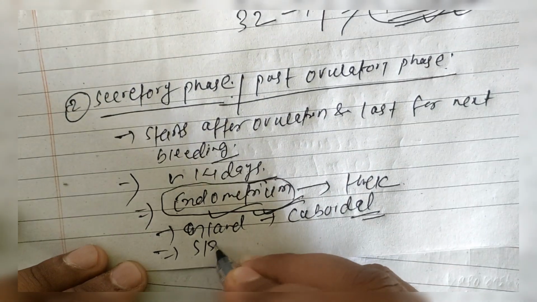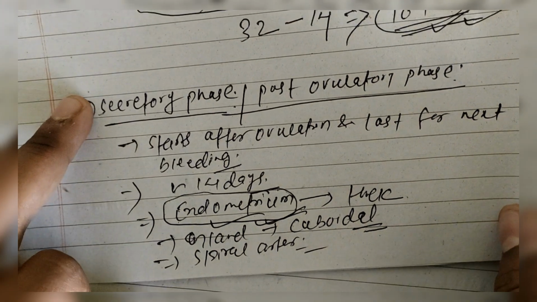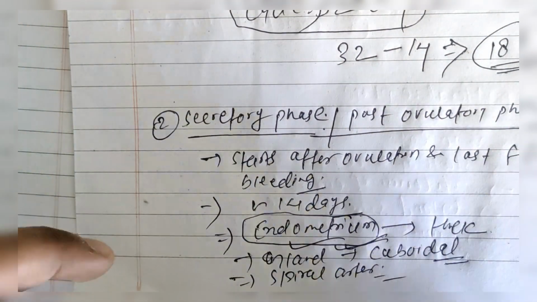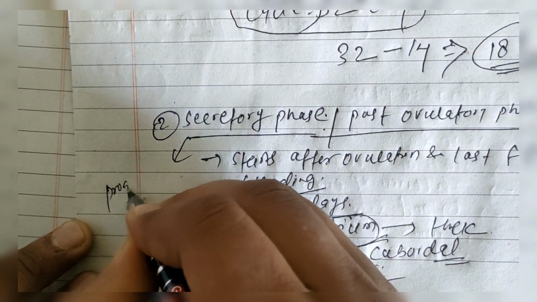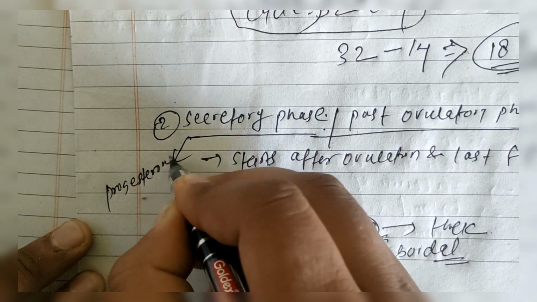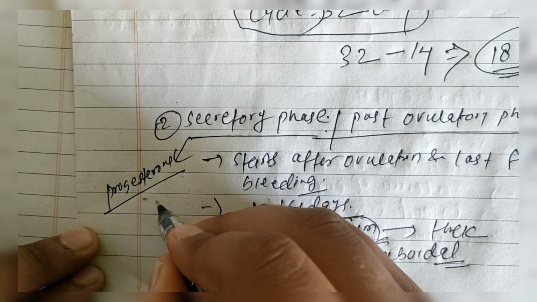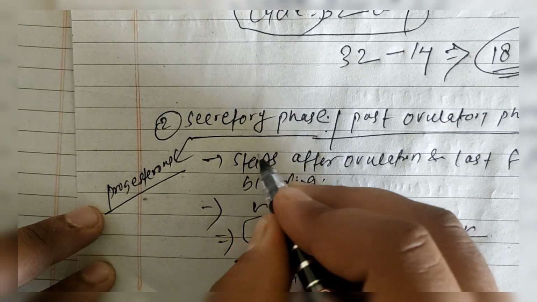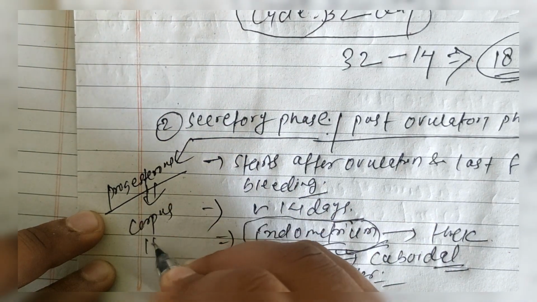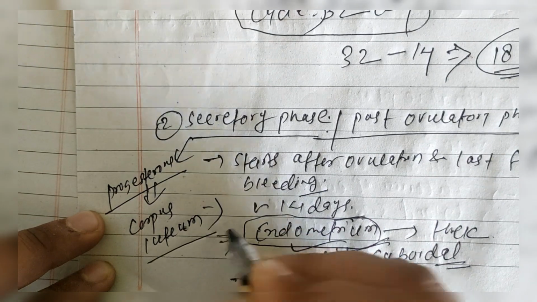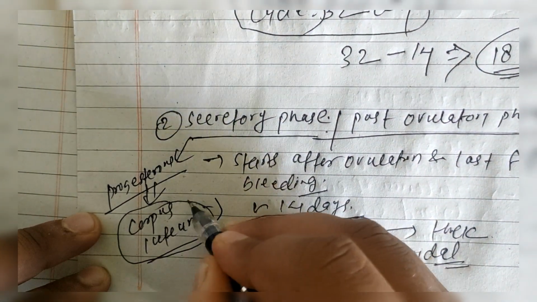There are spiral arteries, and you should know that the secretory phase is under the control of the main hormone, progesterone. Progesterone is the main hormone that controls this secretory phase, and progesterone is secreted by the corpus luteum. Now let's understand what the corpus luteum is.